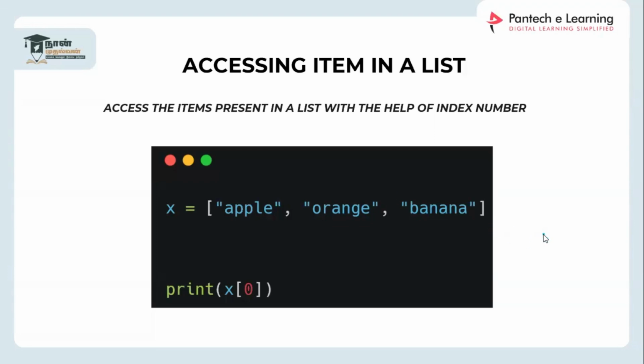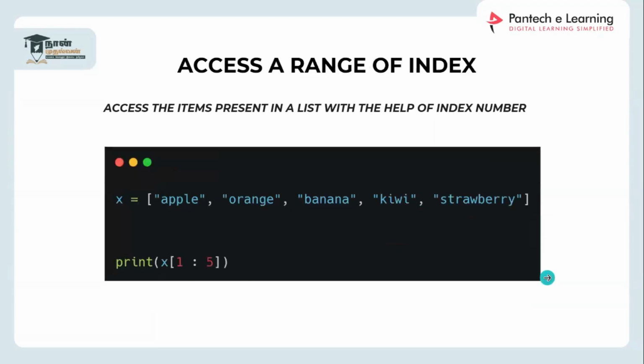Once we see that, we will see an example for the whole list concept. Next is accessing a range, that is the slicing method. We already know this from yesterday: we mention the starting index value and the ending index value to get one particular output. Here, 1 to 5 means starting with the orange and ending with the strawberry, so orange, banana, kiwi, strawberry. The starting fruit is orange and the ending fruit is strawberry. This is accessing a range of indexes.